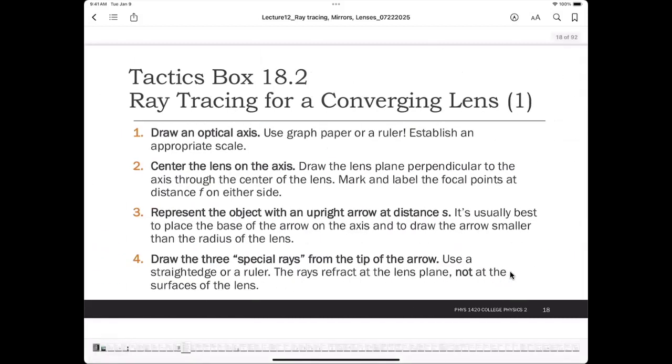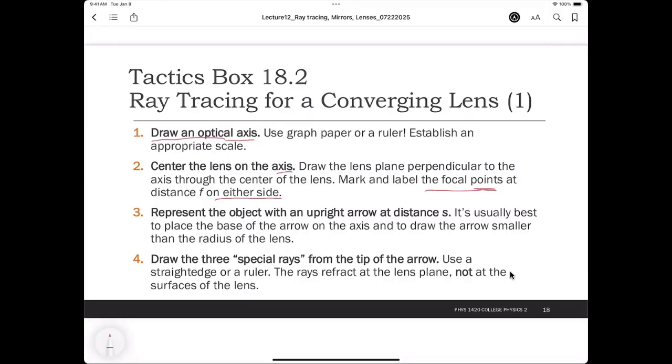Okay. Let's talk about Tactics Box 34.2, how to do ray tracing for a converging lens. Step one: draw an optical axis. Use graph paper or a ruler. Establish an appropriate scale. Step two: center the lens on the axis. Draw the lens plane perpendicular to the axis through the center of the lens. Mark and label the focal point at a distance f on either side.